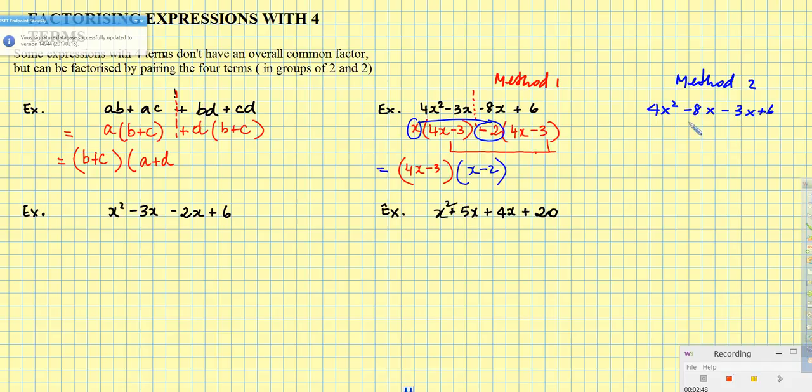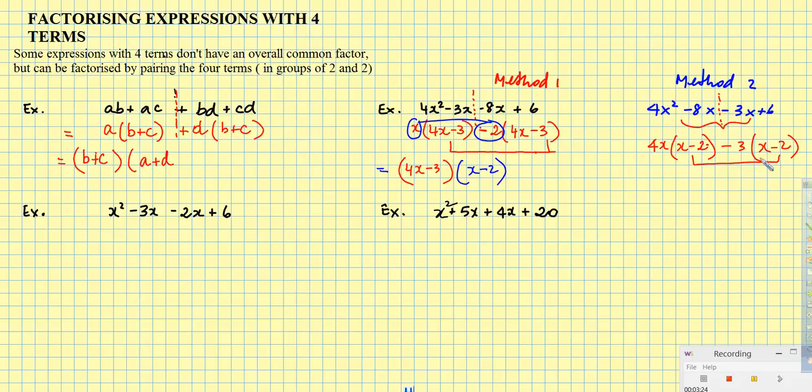Now, if I had these 2 middle terms switched around, so that I have -8x - 3x, nothing would really change here. I would again split this in half, and take out a 4x in the first half, leaving an x - 2, and then remove a negative 3 in the second half, leaving an x - 2. As you can see, x - 2 is common to both of them, so I remove an x - 2, and what's left over is 4x - 3.